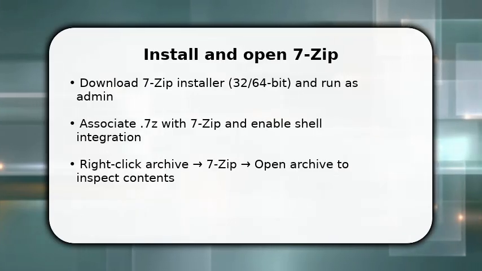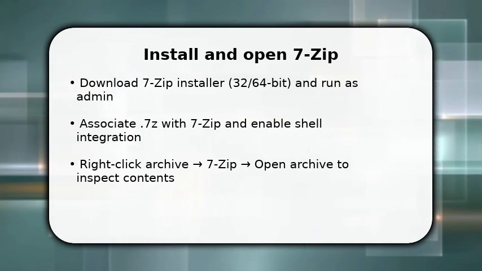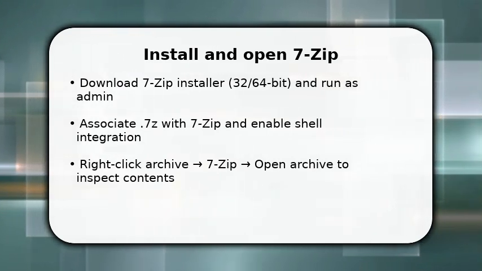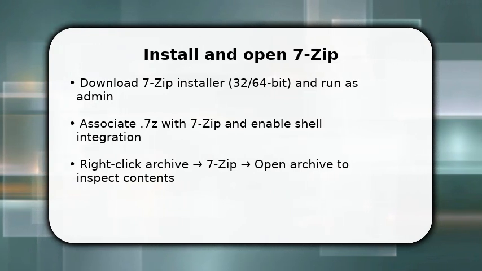You start by getting the right tool. Install 7-Zip, choose 64-bit if your system supports it, and enable shell integration so you can use right-click menus.